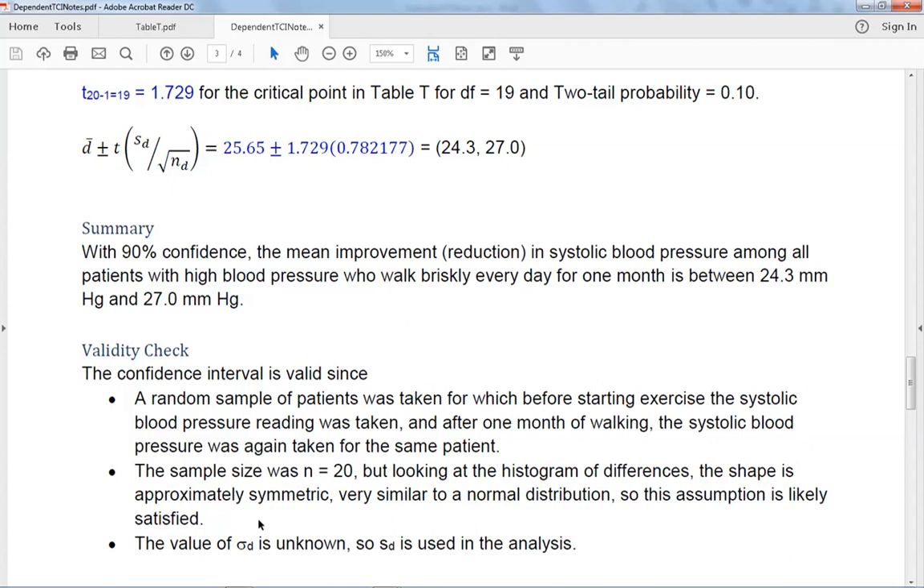And then the value of sigma sub d, the standard deviation of the population of differences, is not known, so we're using the sample standard deviation in the analysis.